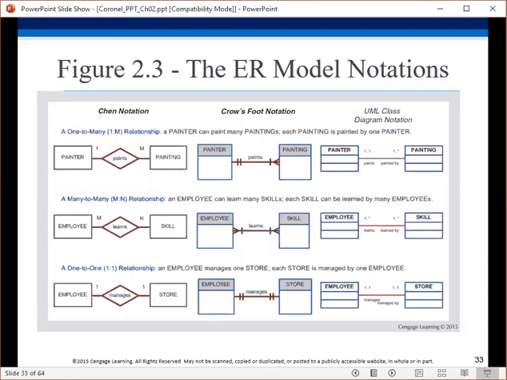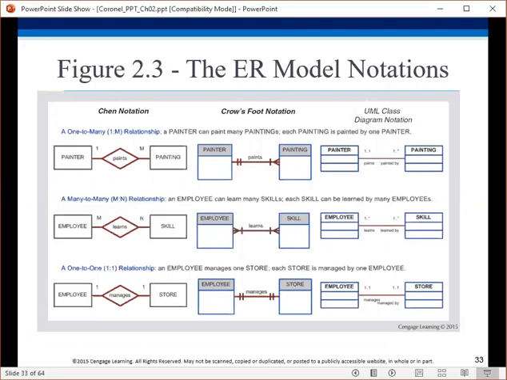Then you also have another popular one, crow's foot. The entities are represented by rectangles again, but you have a line with a different end terminal. And you see here a crow's foot on one end meaning many and a single line to the other, painter. So one painter does many paintings, but a single painting is only done by one painter.